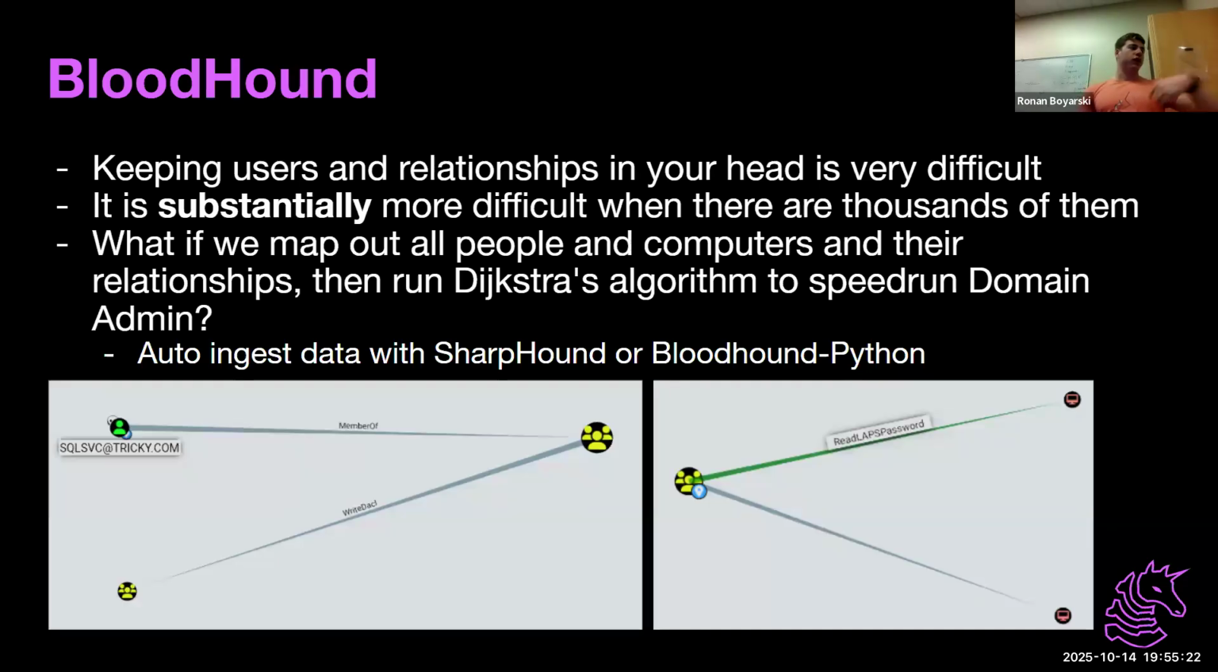So for example, if we look at this one, we have a SQL service and they have a WriteDACL access over another object, right? What this means is SQL service is a member of this group and this group has WriteDACL on that, so we can go hook over to them. Or we have another edge, which means we can read the password.